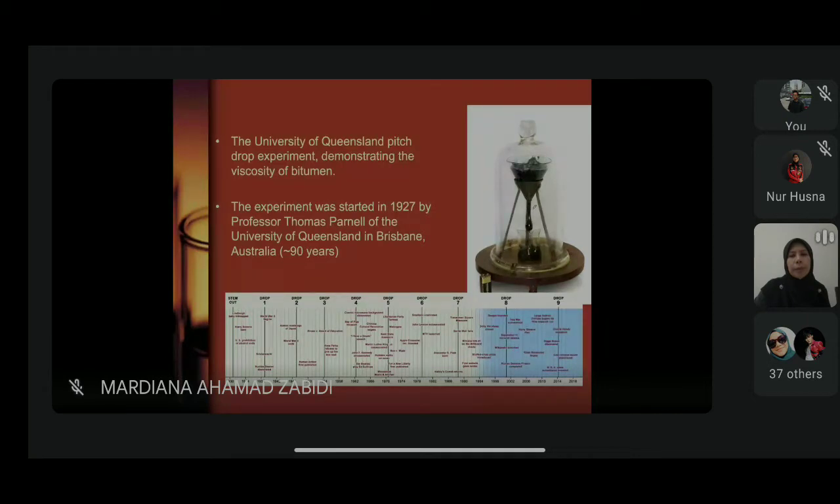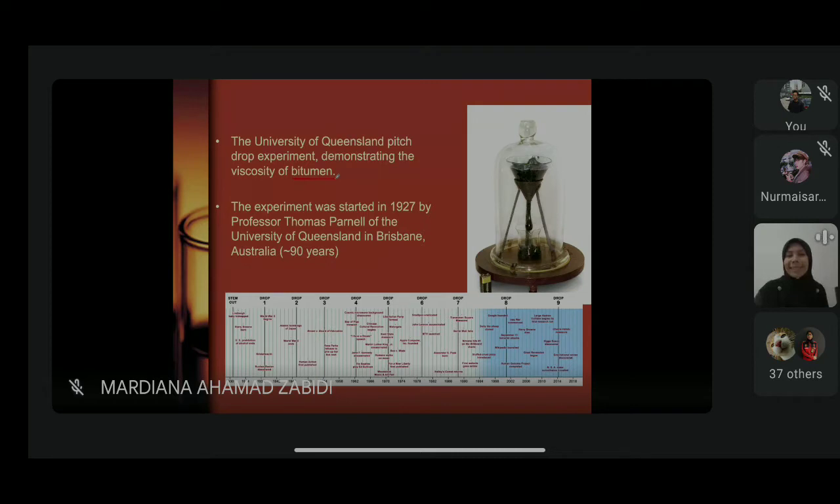Okay, tahu kan bitumen tu apa? Do you know what is bitumen? No idea? No one in the class? Saya tak pernah dengar. Huh? Bukan yang buat jalan tar tu ke madam? Betul. Bitumen tu yang buat jalan tar tu.